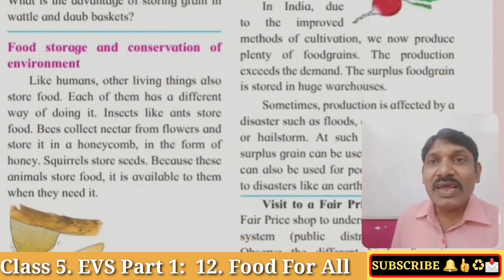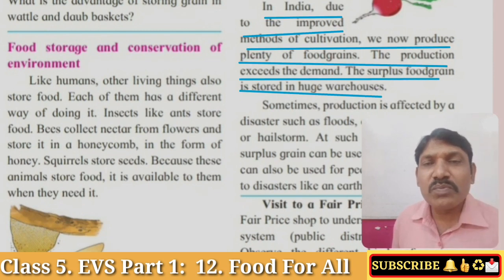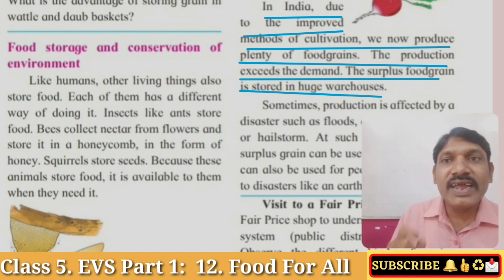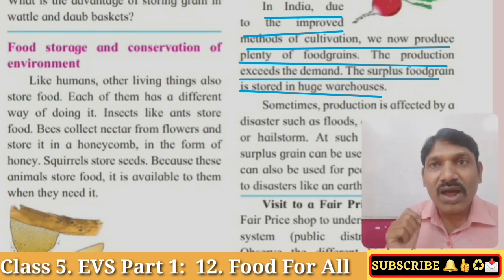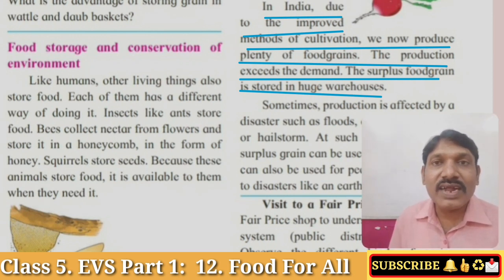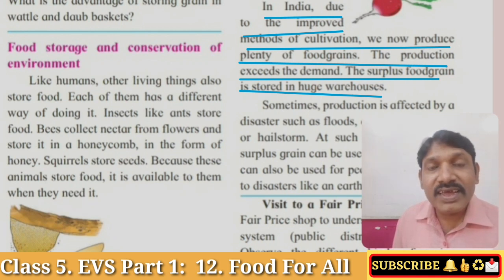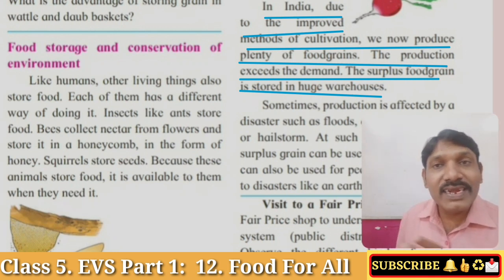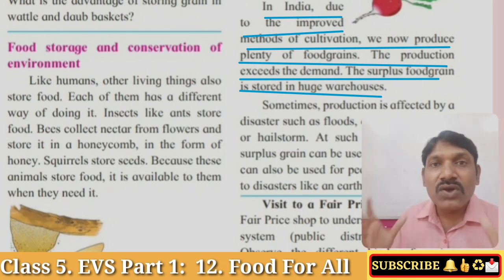In India, due to the improved methods of cultivation, we now produce plenty of food grains. The production exceeds the demand. The surplus food grain is stored in huge warehouses, student, because of the improved methods of cultivation. Now we are able to produce plenty of food grains, and sometimes the production exceeds the demand, and because of that, whatever the surplus food grain is there needs to be stored, and it is stored in big or huge warehouses.